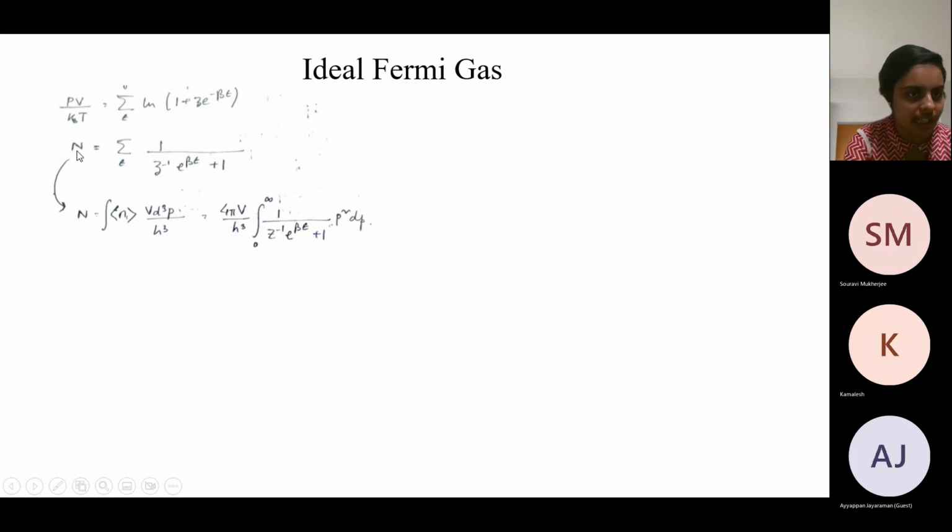If you have to write N now in terms of an integral, how will you write that? You will write it by this expression, right? This is the mean occupation number, and then you do an integral over the phase space volume. You divide by h cube for normalization. So this is how the expression looks. Clear, right?